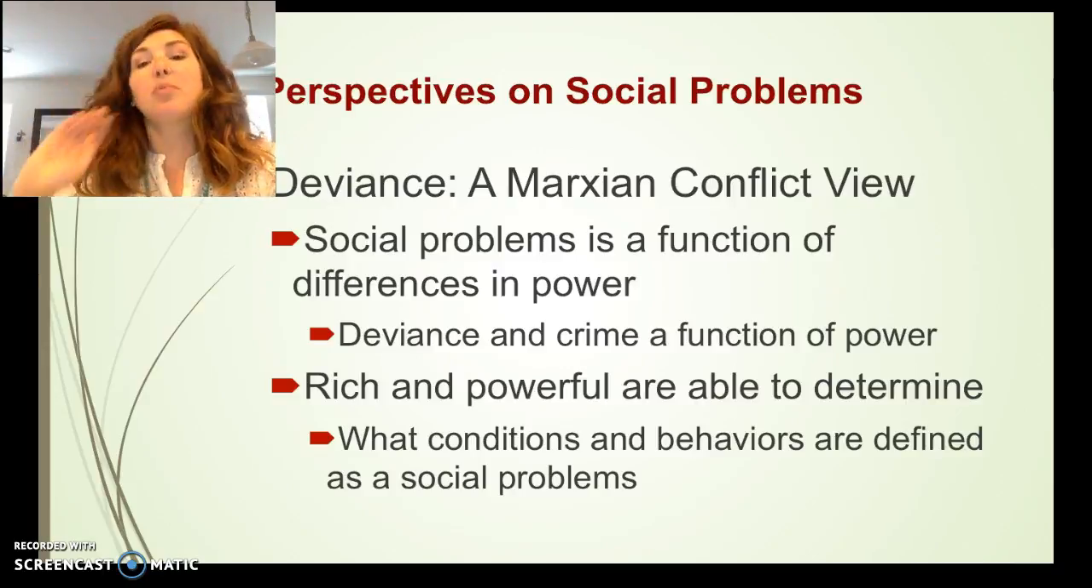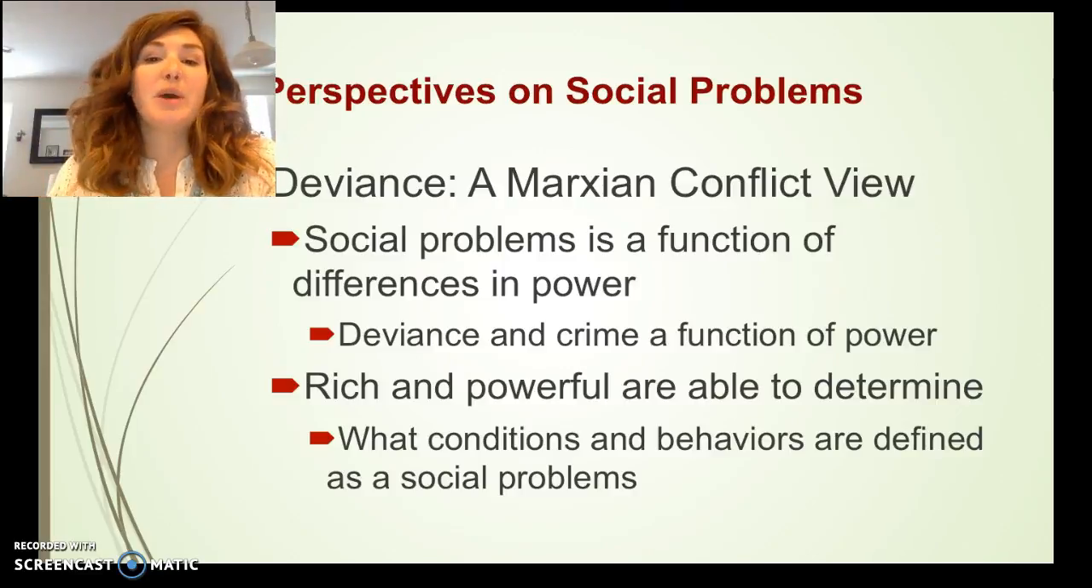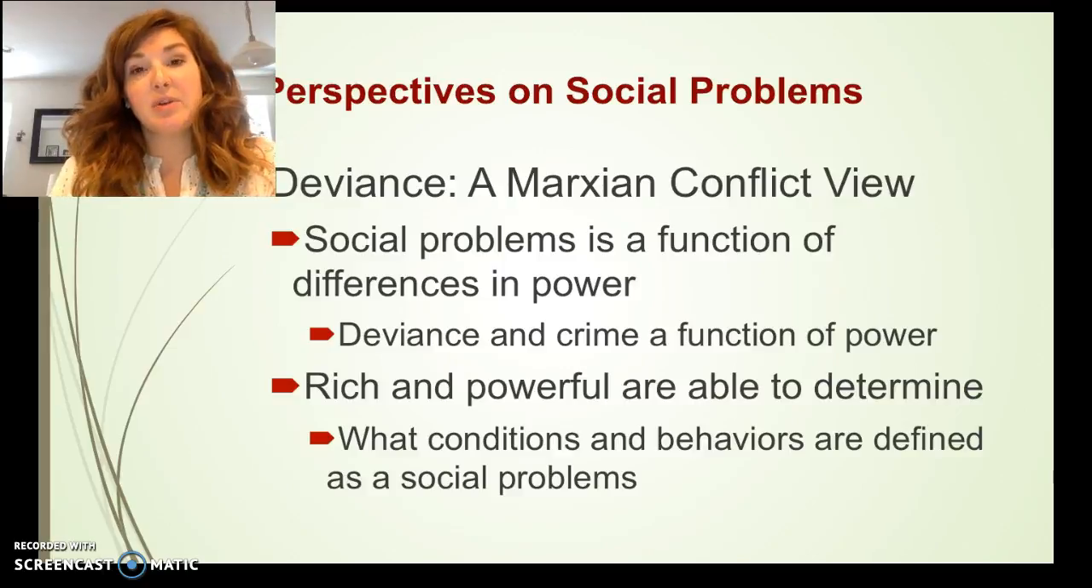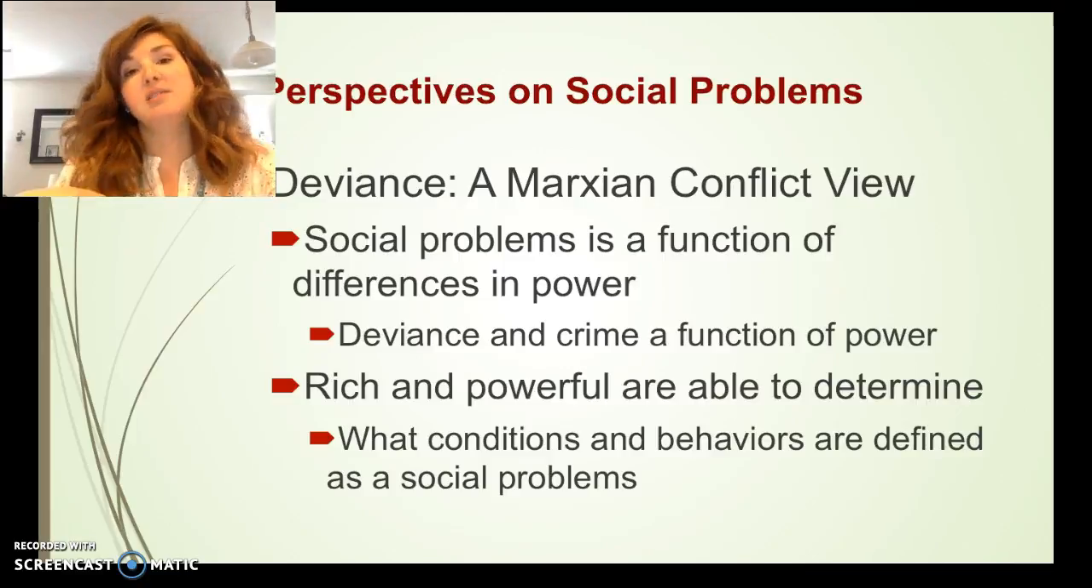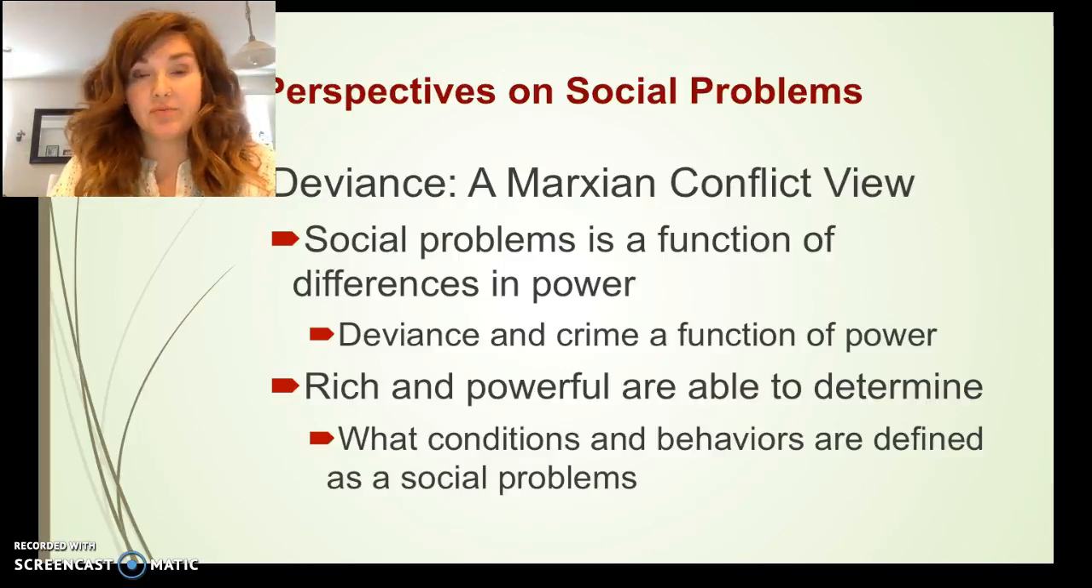So let's look at deviance as a Marxian conflict view, right? So we see that social problems are a function of the difference of power, right? Social problems arise out of that conflict between the differences of power associated with the different groups in our culture. So deviance and crime are a function of power. The rich and powerful are able to determine what conditions and behaviors are defined as social problems, right? So the individuals who are in power are the ones that get to identify what is normal and not normal, what is against the law and what is legal.